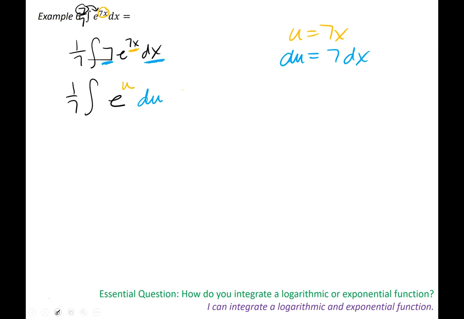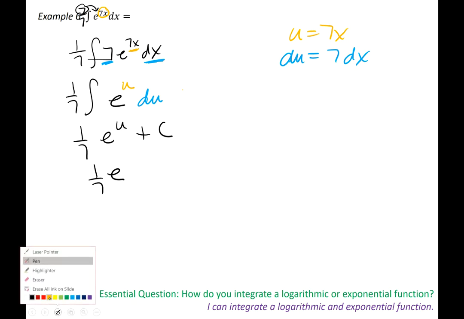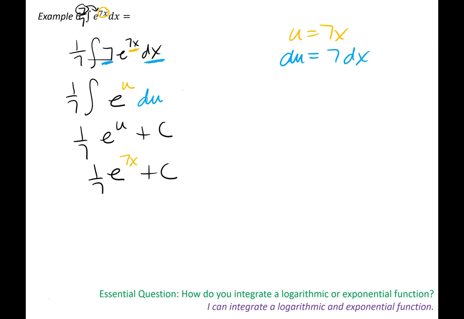Now I'm ready to integrate. So I keep the 1/7. When I integrate e to the u, I get e to the u plus c. And then we are just substituting back in the 7x plus c.